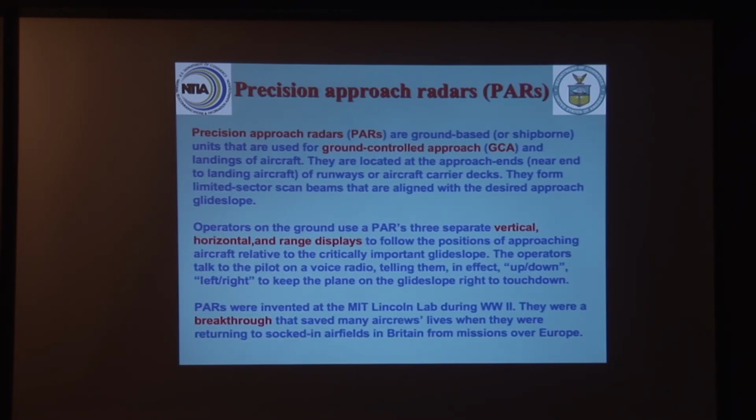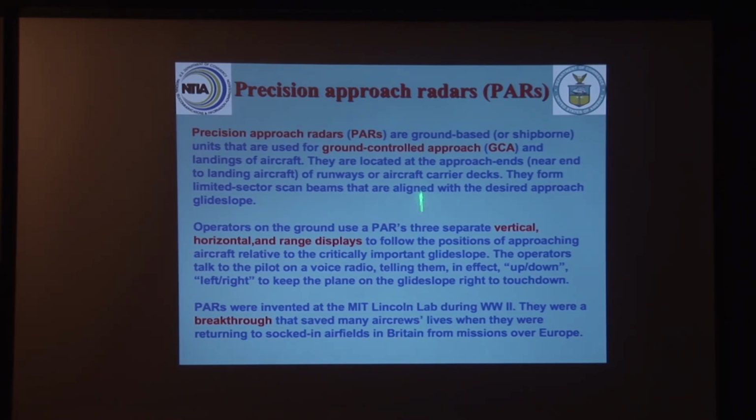Very simple. Precision approach radars, I mentioned these earlier. I won't belabor it now. But they use three separate displays, vertical, horizontal, and range, and they form an X. One radar beam goes up and down like this, looking back from the end of a runway along the glide slope that an aircraft is going to be using to approach the runway. The second radar beam goes side to side like this. And where the two beams cross, that's where the glide slope is, which is an imaginary angled line in space that is running right down to the threshold of the runway, and that's where an airplane wants to be.